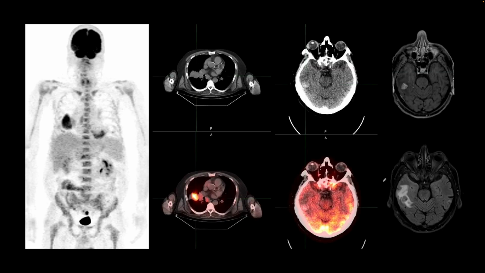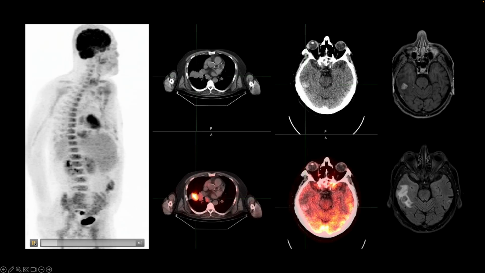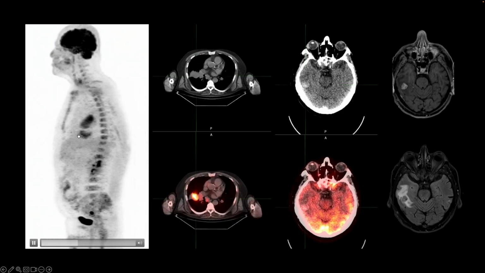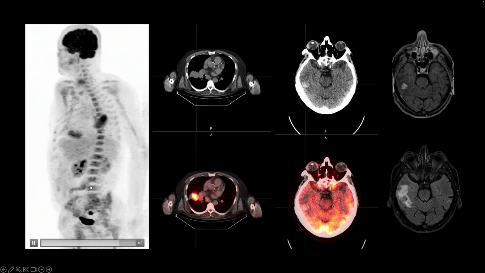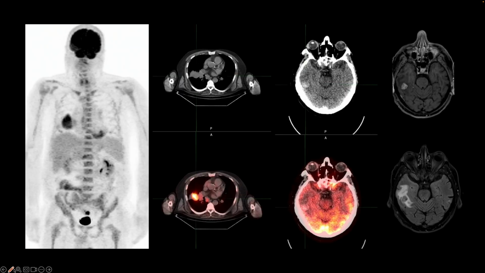This is our next patient. We are looking at multiple images from their whole body FDG PET CT scan. Let's start by looking at the rotating image. Looks like they have this large FDG avid tumor in the right lung, and so they were diagnosed with lung cancer. This is their tumor, which is hypermetabolic.